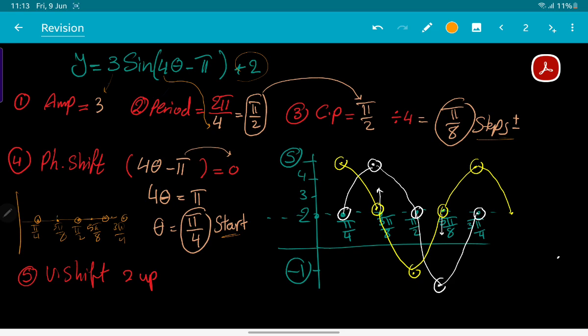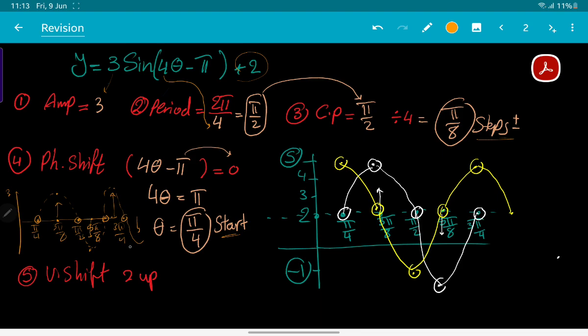What about this one? Your amplitude is positive 3, so you put this at the maximum, which is 3. Then this goes down to negative 3, and this up, and this down, and so on. And you can graph like this. We did the same with the vertical shift, but it's okay.